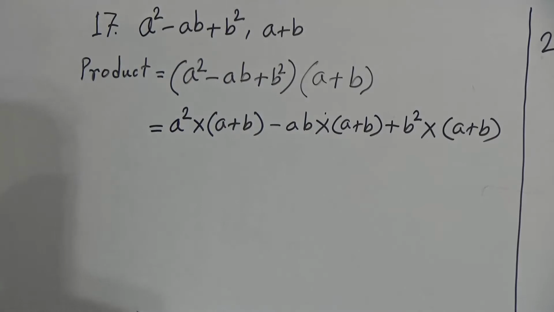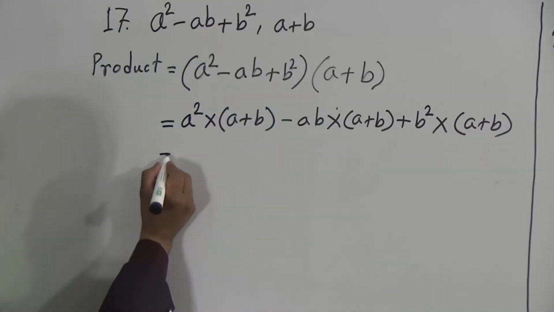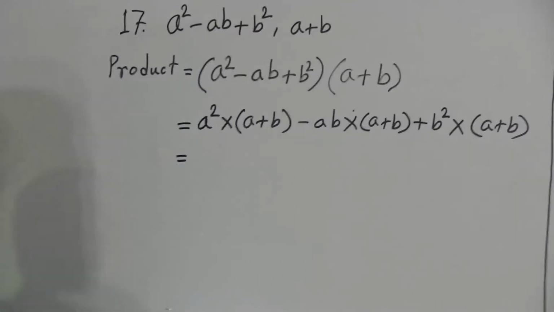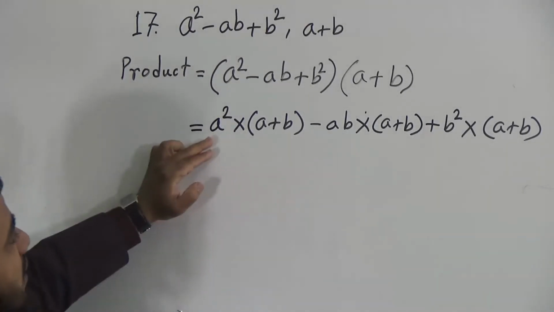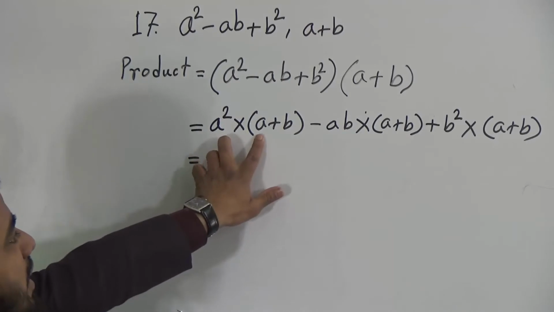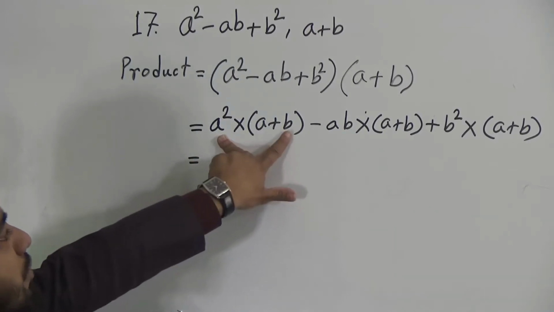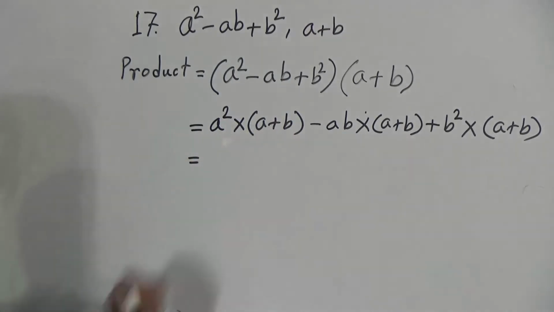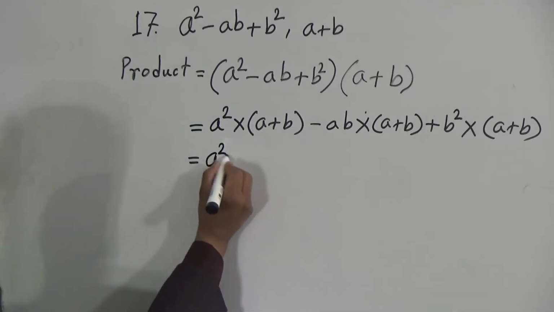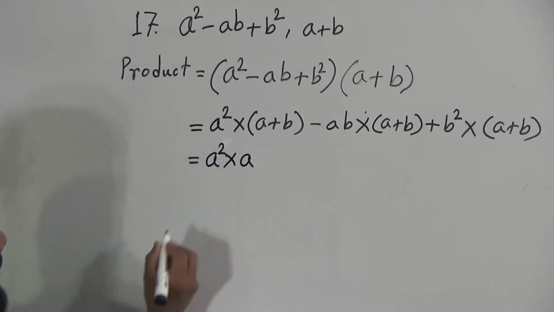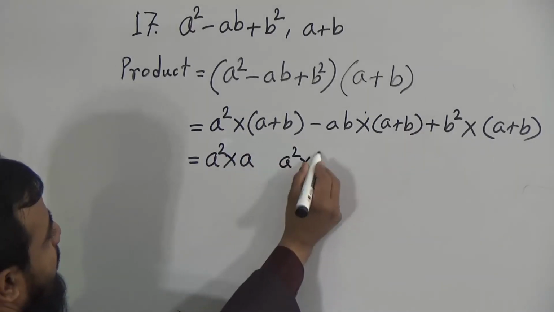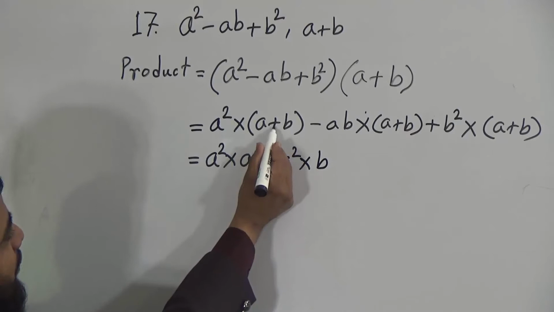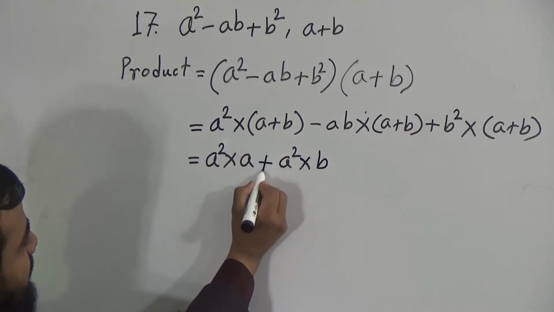Now look, I have already written it down separately. Now what should we do? This a square is multiplied with a plus b. It means that this a square is multiplied with a and this a square is also multiplied with b. Okay, so write it down. It's a square multiplied with this a, and my dear students, this a square is also multiplied with b, and we will write a plus sign in between, because this is a plus sign.